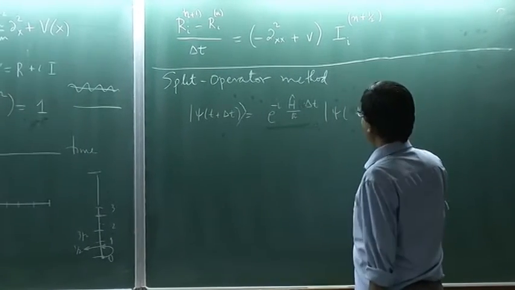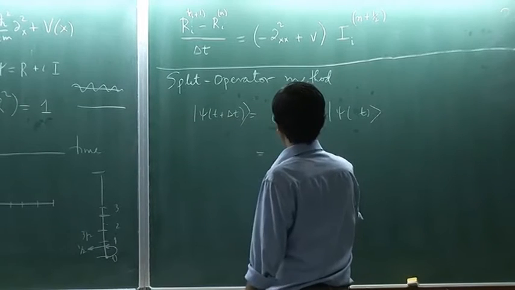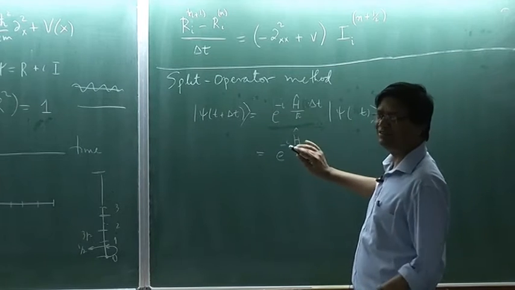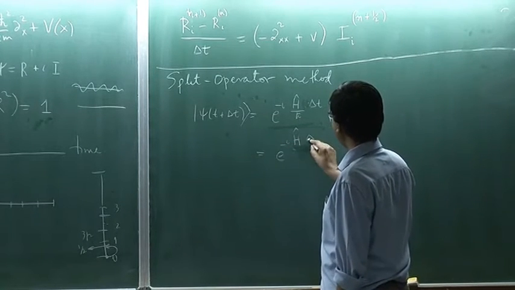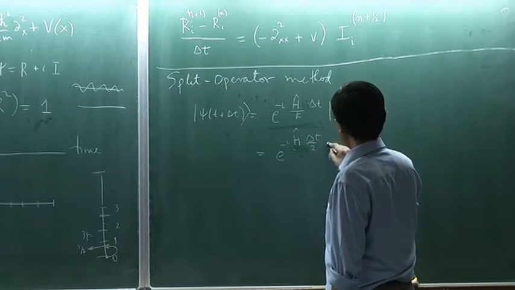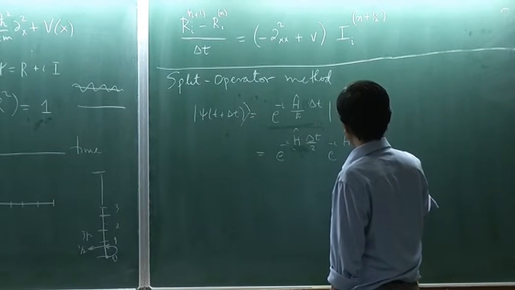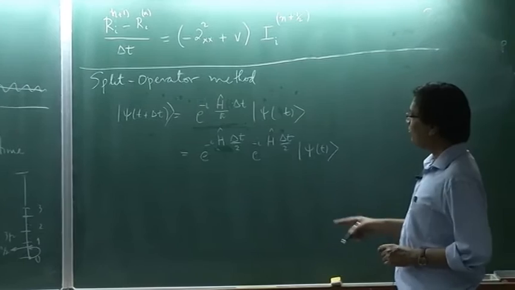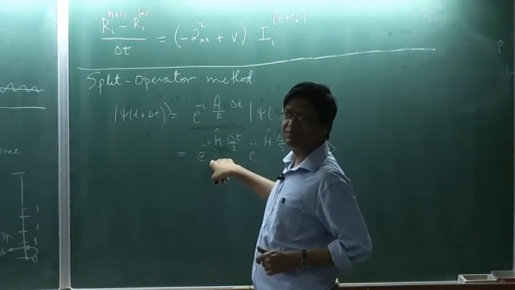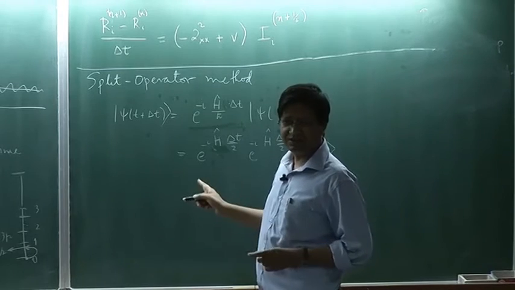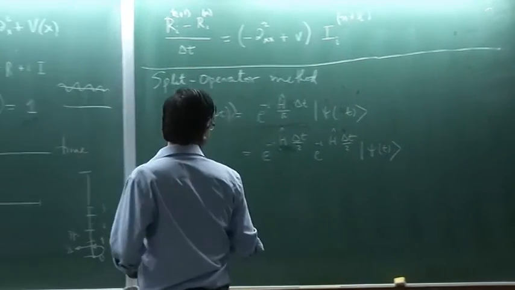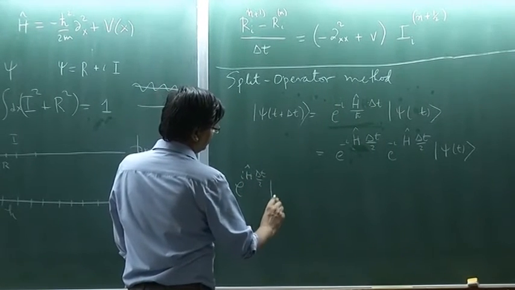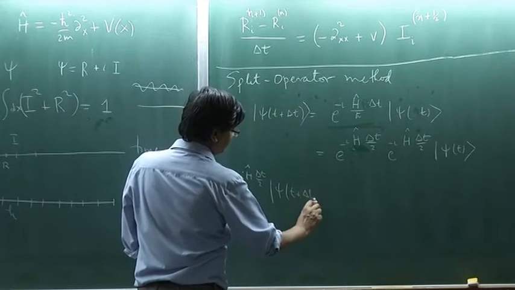So let us write this as e to the minus i in two parts. So I am going to again drop h bar, okay. H bar will be non-dimensionalized and it will go to 1. So delta t by 2 H. Now multiply by the inverse of this from both sides, and the inverse of this will be e to the i H delta t by 2 on psi at t plus delta t.